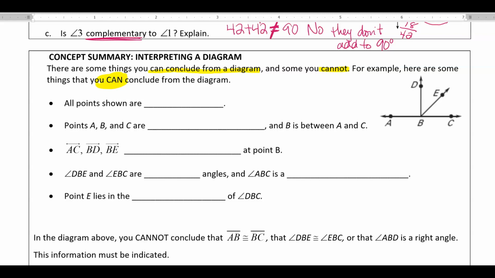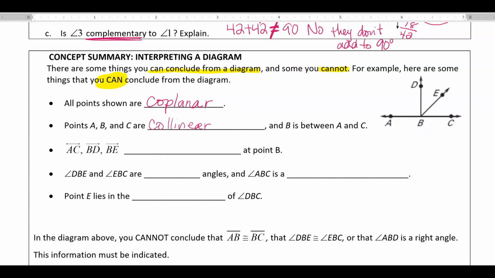The first thing that it says is all points shown are. Well, here's a point, here's a point, here's a point, here's a point, here's a point. They are on our paper. Therefore, they are coplanar. You can always assume points are coplanar. Now the next one, points A, B, and C are, what's up with A, B, and C? Well, they are collinear. Okay? And since they are collinear, B is in between A and C.